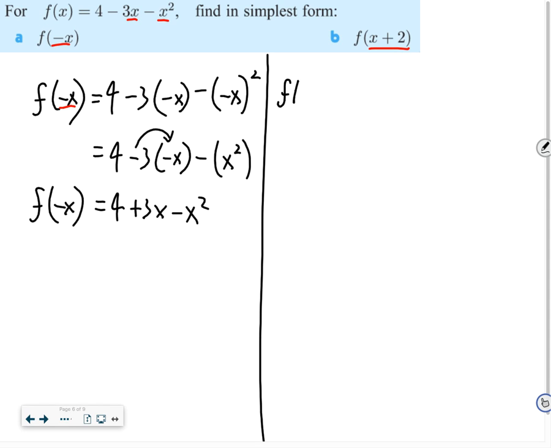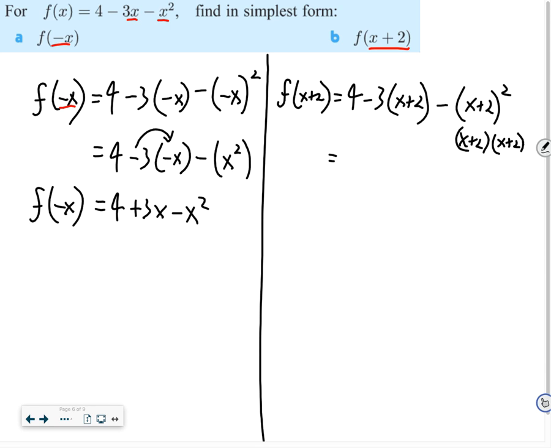So I get f of x plus 2 equals 4 minus 3 times (x plus 2) minus (x plus 2) squared. Okay, so first thing I'm going to do is deal with squaring (x plus 2) squared. Well, I know that I'm going to have to do (x plus 2) times (x plus 2). So I get x squared plus 2x plus 2x plus 4, doing my double distribution.